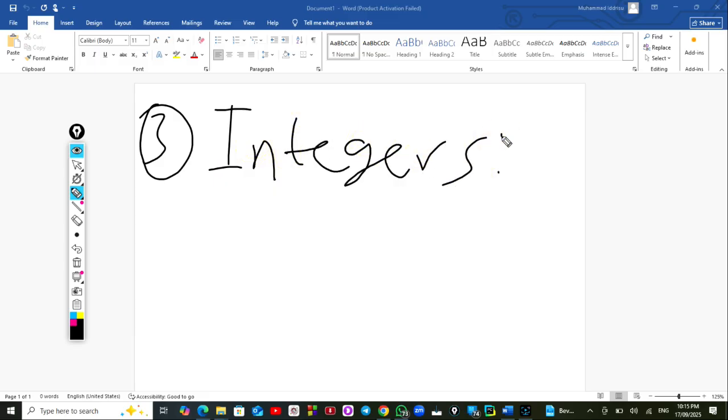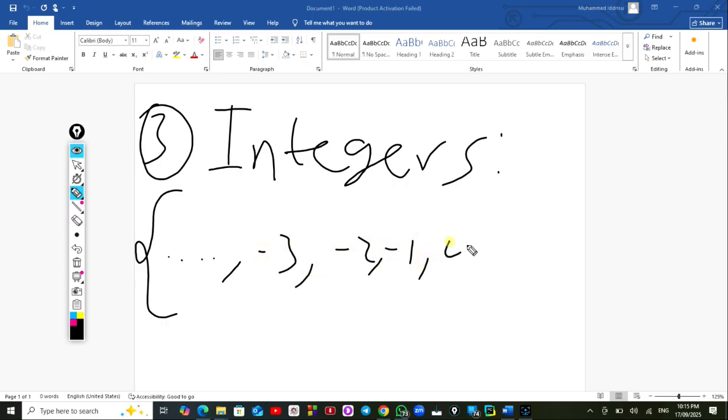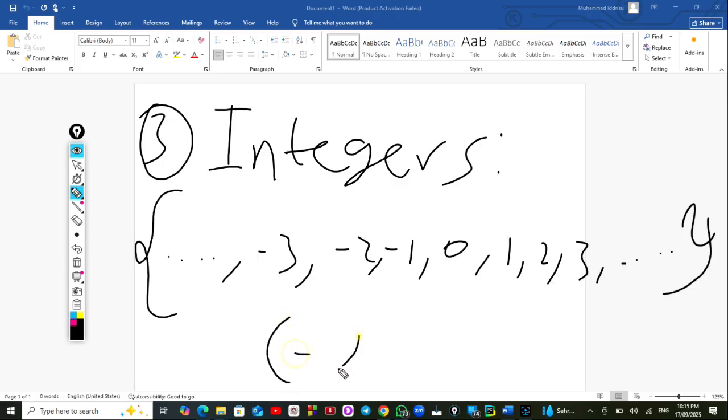Integers contain negatives in addition to whole numbers. So just whole numbers but with their negatives. So maybe from negative infinity, negative 3, negative 2, negative 1, 0, 1, 2, 3, up to infinity. And this is not the same as the set negative infinity to positive infinity. This and that are two different sets.